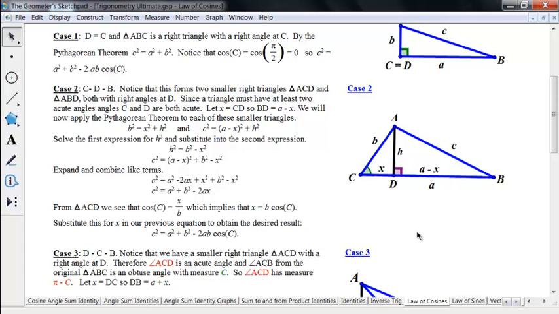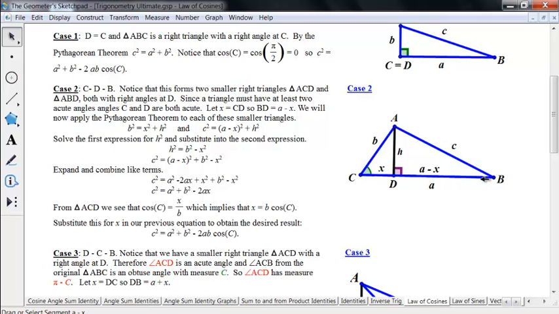Notice that we have 2 smaller triangles which are right triangles. Triangle ACD, and then also triangle ABD. So we have 2 right triangles. And each must have at least 2 acute angles, so angles C and B must be acute angles. And so let's let x be this distance from C to D, and then of course a is the distance from C to B, so that makes a minus x the distance from D to B.